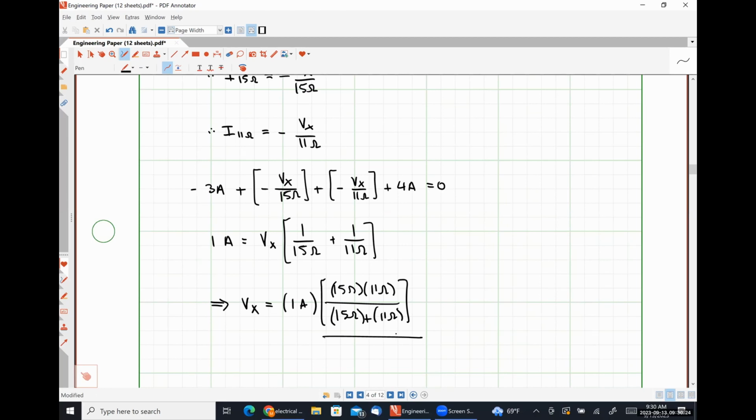You could also just divide 1 amp over 1/15 plus 1/11, but I'm lazy. Yeah. So somebody throw this into a calculator and tell me what's what, because I don't see 165 over 26. I can't do in my head. Oh, well, actually, it could just be that, right? 165 over 26. Oops. 15 times 11 is 165, right?